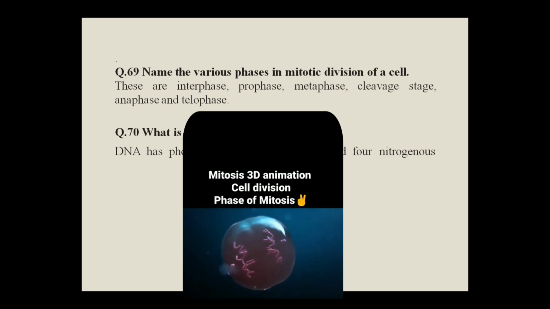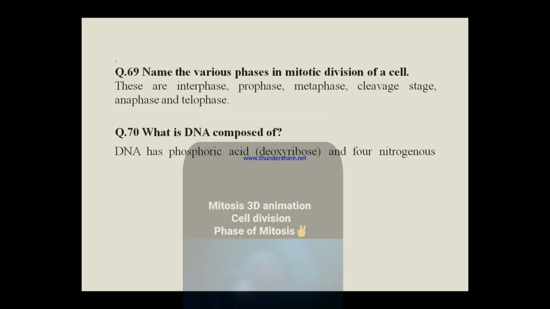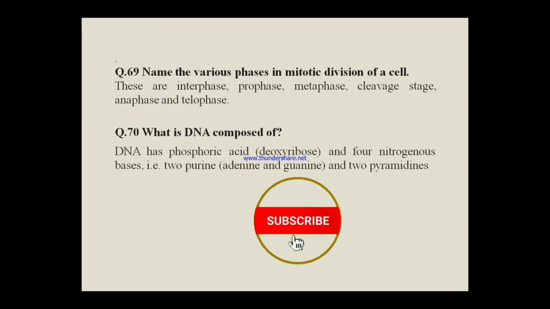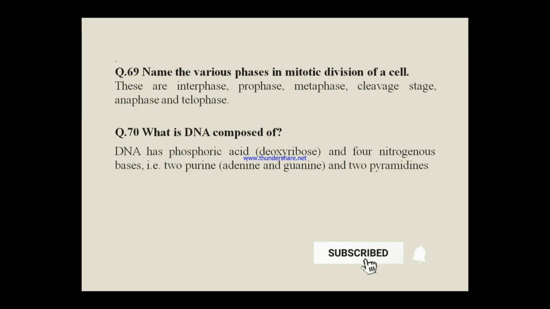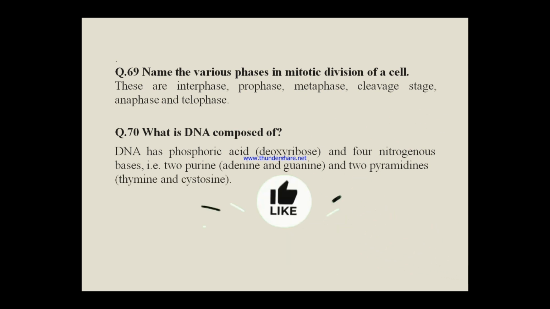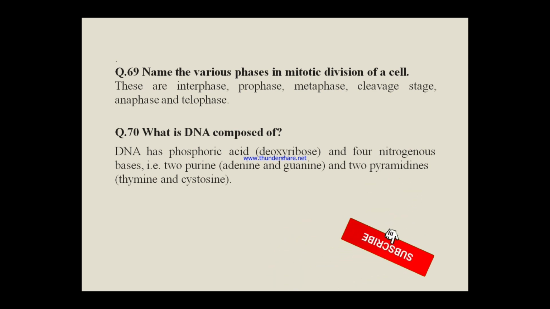What is DNA composed of? DNA has phosphoric acid, deoxyribose, and 4 nitrogenous bases, that is 2 purines, adenine and guanine, and 2 pyrimidines, that is thymine and cytosine.